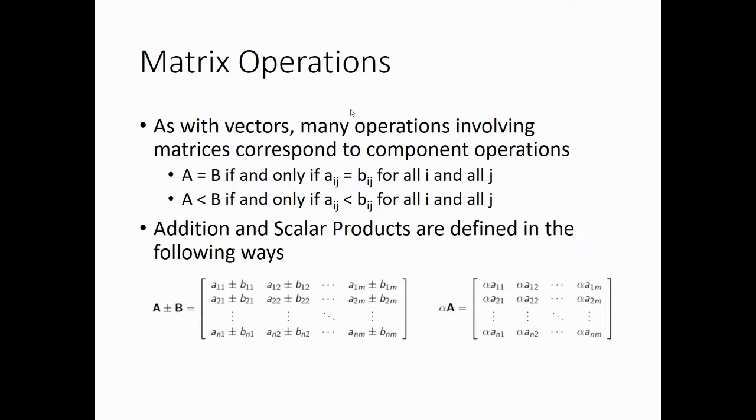So two matrices, A and B, are equal to one another if and only if all their individual entries are equal to one another. A is less than or equal to B if and only if all the elements of A are less than or equal to their corresponding elements in B. Additional scalar products are defined in the following ways. Basically, it's a component-wise addition. And assuming A is a constant here, we just multiply each entry in A by that constant.